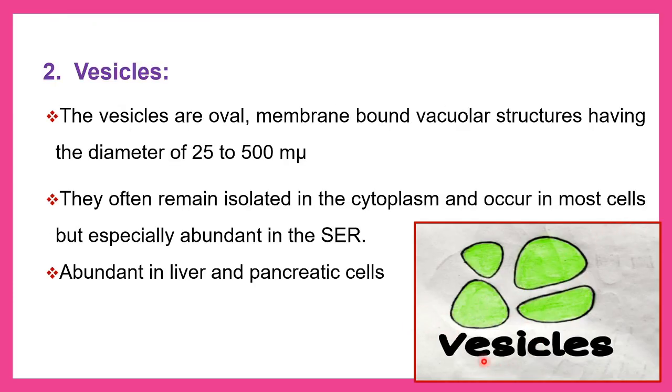Vesicles. These are rounded or oval-shaped structures, and the diameter is 25 to 500 millimicrons. They may be isolated in the cytoplasm, or they may be attached to the smooth endoplasmic reticulum. These are abundantly present in pancreatic cells and also present in the liver, and they are involved in the detoxification mechanism.